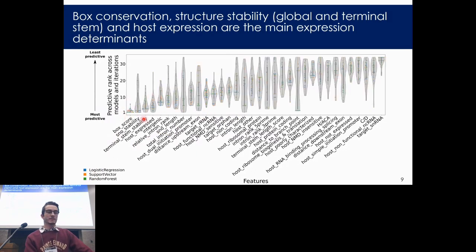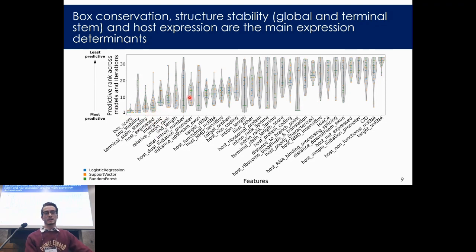So you can see here on the left that 4 features stand out from the rest. These are the 4 most important expression determinants of snoRNAs. The first one being the box score, which means here that the more conserved the motifs in a snoRNA are, the more likely this snoRNA is to be expressed, whereas conversely, the more degenerate the motifs, the less likely it is to be expressed. It's then followed by the snoRNA whole structure stability and the snoRNA terminal stem stability. Again, here meaning that the more stable the structure and terminal stem, the more likely this snoRNA is to be expressed. And finally, it's followed by whether the host gene is expressed or not.